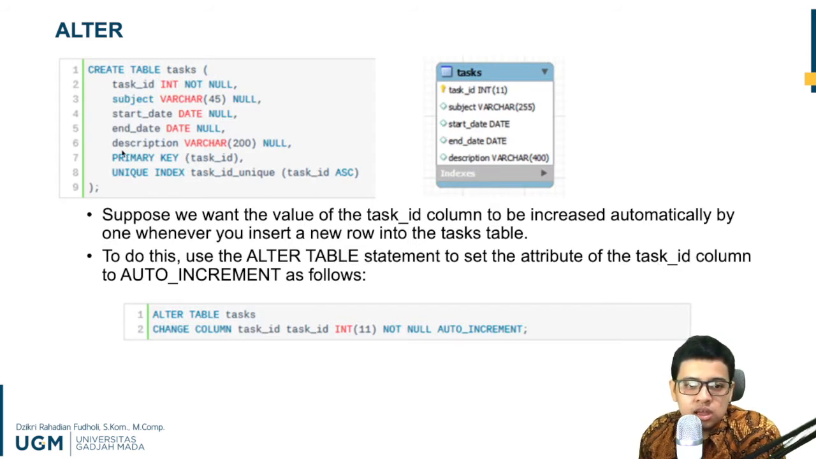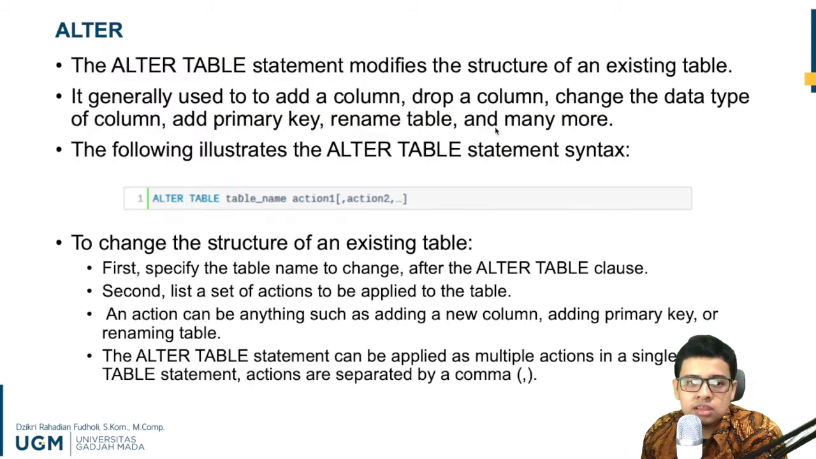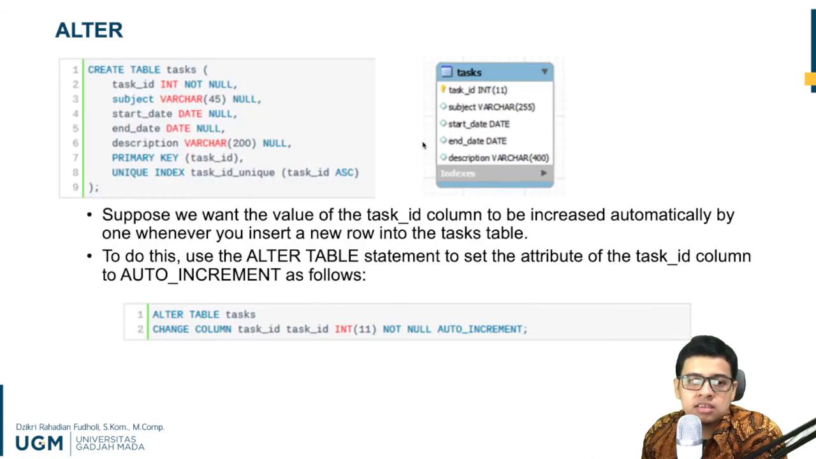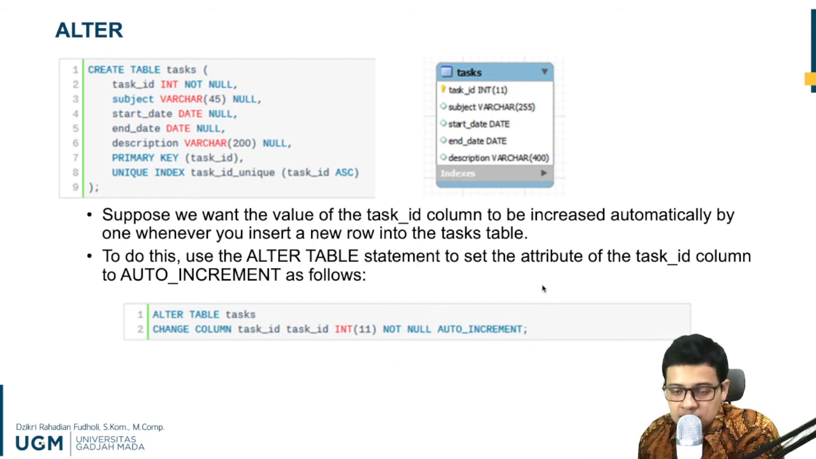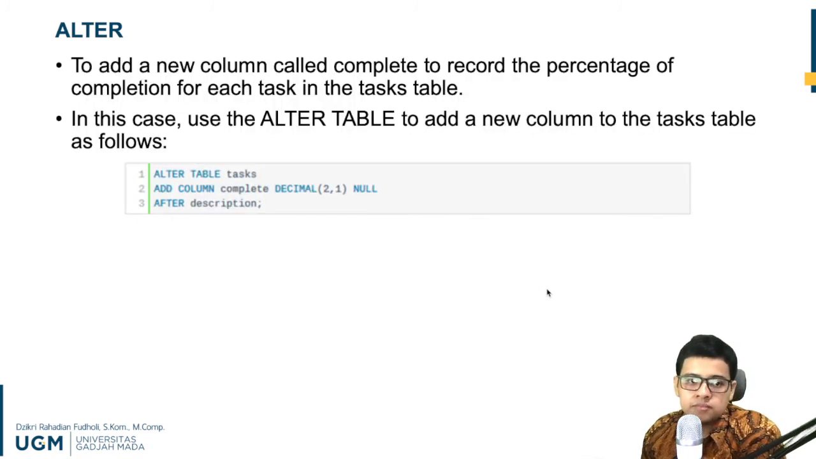We want to alter our table tasks, and then we can just make a new one. So we have created a new table, and then we change the column with alter table tasks. We can change column task ID to task ID int 11 with not null and auto increment. So we add the auto increment to the task ID. We can do this by alter.